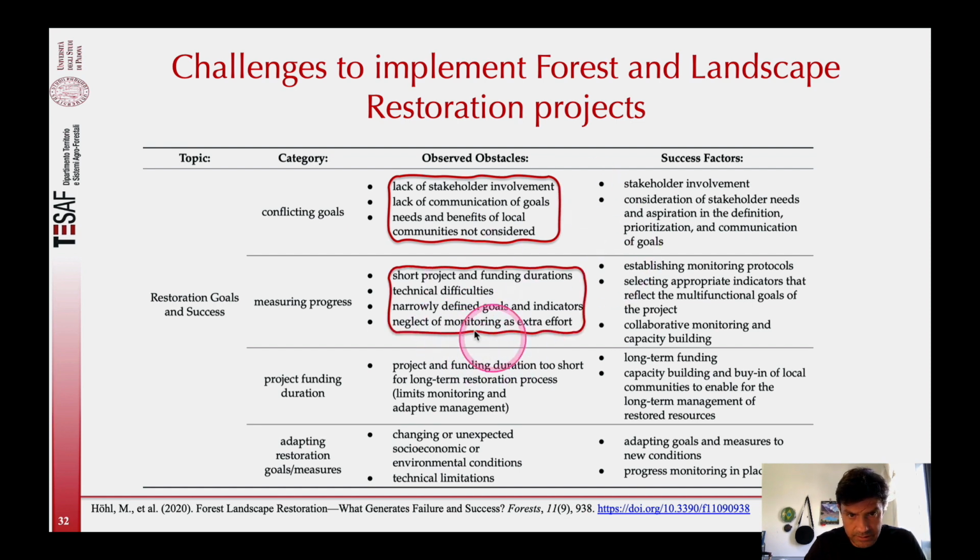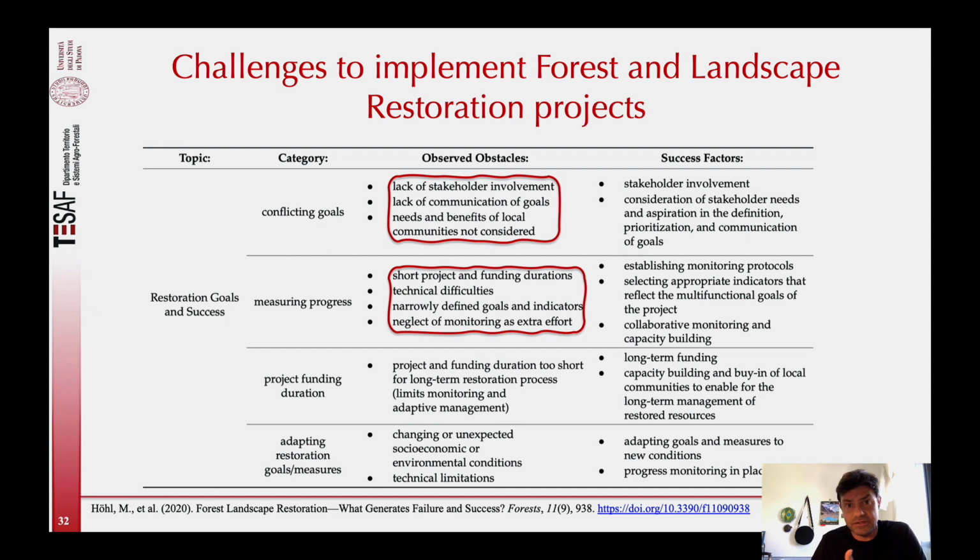Another important obstacle, I'd say, is the short project and funding duration. As you can imagine, a restoration project is very long. We are talking about 10 years, 20 years, maybe more, to guarantee that the ecological functions are reestablished. And most projects are funded for 3 years, 5 years, and that's not enough. Sometimes the funding is so small that you can't even spend money on the monitoring.